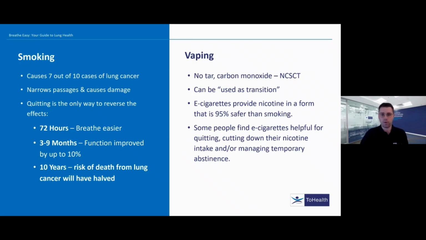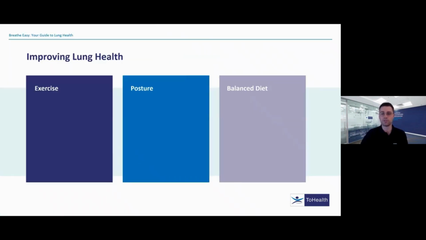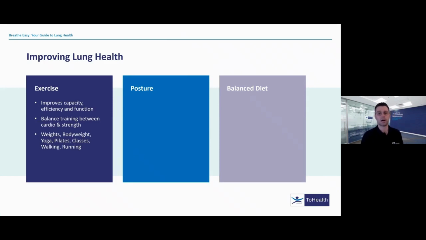So we're going to look now at the other things that we can do to look after our lung health and improve our lung health. These are things that you can do actively. So we start off with exercise. Now, when you're physically active, your heart and lungs work harder to supply additional oxygen to your muscles on demand. Just like regular exercise makes your muscles stronger, it also makes your lungs and heart stronger and more efficient.